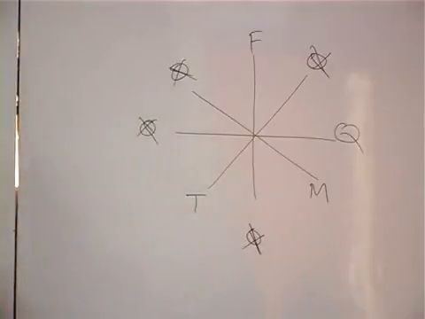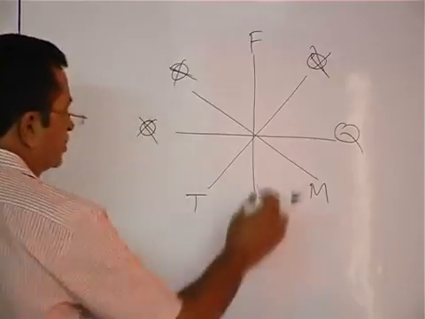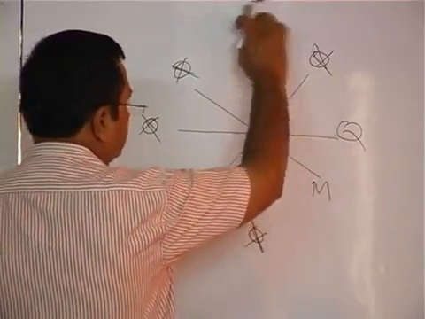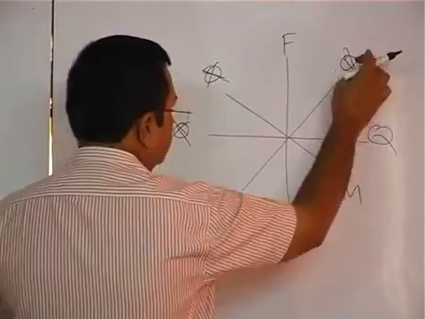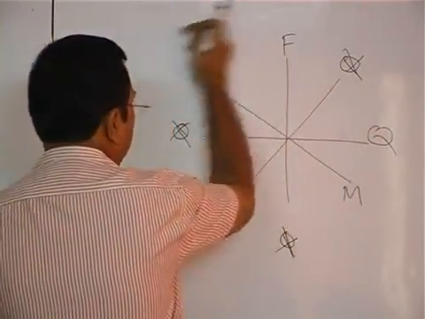Q is not the neighbor of T or F and is third to the left of H. Third to the left of H. For H it is the left side, means for Q it is the right side. 1, 2, 3. So H will come here.